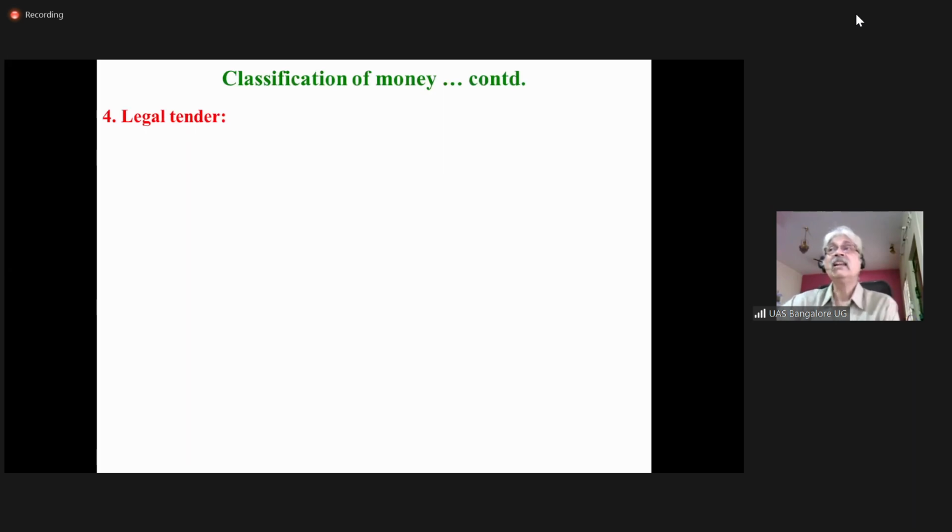Then legal tender. Legal tender. Legal means according to law. Legal tender is that money which even the court of law, okay, court of law, it accepts for the payment. Okay, even the court of law says if this is used to make the payment, yes, it has to be accepted. That is legal tender.